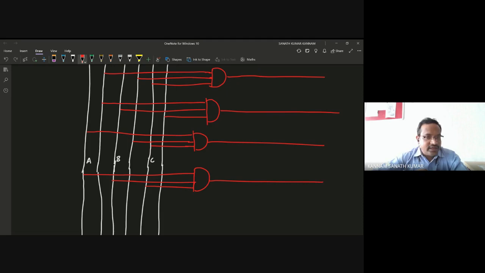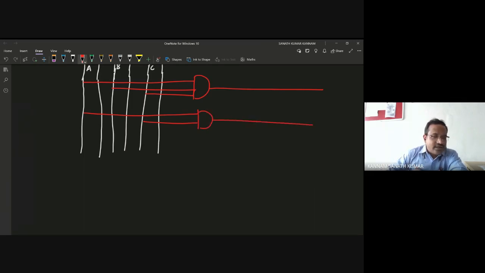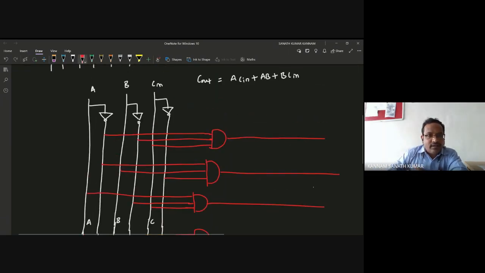Okay. And next, for the carry, what is the expression for the carry? A CN. First, this is A and this one is CN, connected with an AND gate. And next, directly you can draw this one. You can make the fuse.